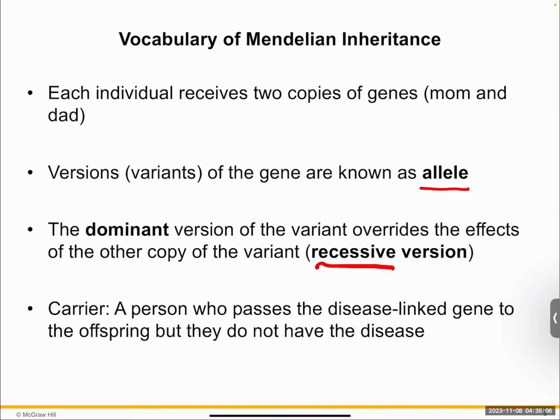Now, you also can be a carrier of certain conditions or certain diseases. That's basically when you yourself do not show any symptoms of that condition. However, you can pass that disease allele, quote unquote, to your offspring and cause that child to have the condition, or may not.